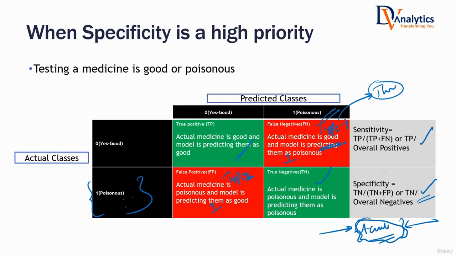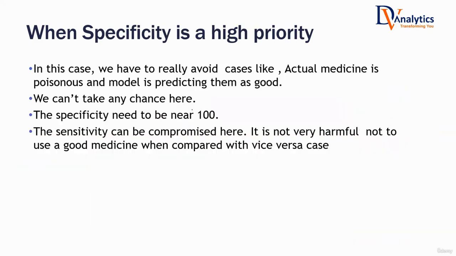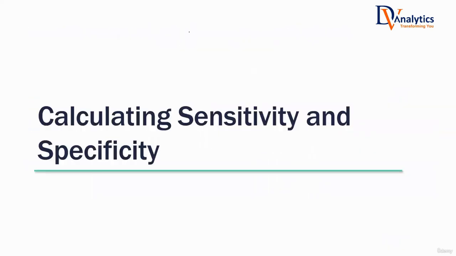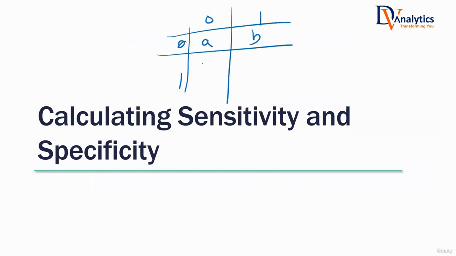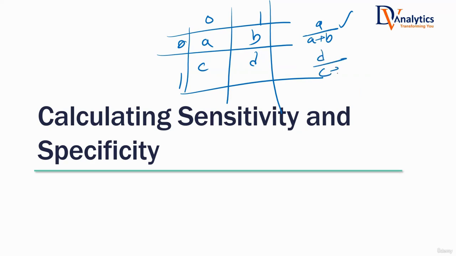The terms sensitivity and specificity look very complex, but the calculations are pretty simple. Yes or no? Let me give you the confusion matrix once again. Let's say this is class 0, this is class 1, this is class 0, this is class 1, this is A, B, C, D. Tell me the calculation of sensitivity. A divided by A plus B. Very good. Tell me the calculation of specificity. D divided by C plus D. These are right predictions. I'm assuming that you found this easy to understand, isn't it?